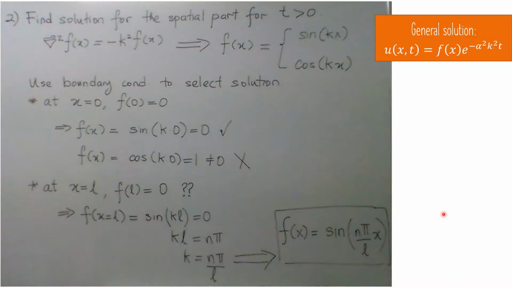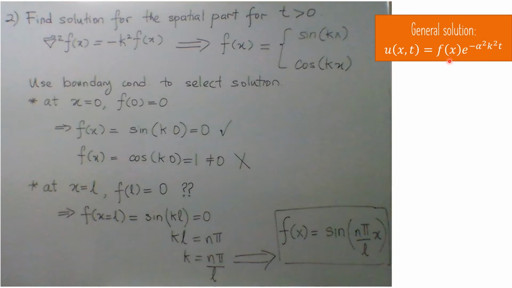Now the second step is that we want to find a solution for the spatial part for t larger than 0. What we have done in the first step was to determine the solution when t equals 0. Now in the second part, we want to find the solution when you have the heat flow when t is larger than 0. If you have looked at the first video of this series, you will have come across a general solution for the Poisson equation, and you have seen that we can separate it into two terms. The first term, f, is dependent only on the x variable, and the second term is the exponential term, and this is where your dependence on time comes in.